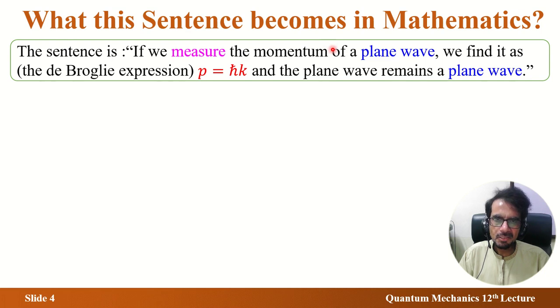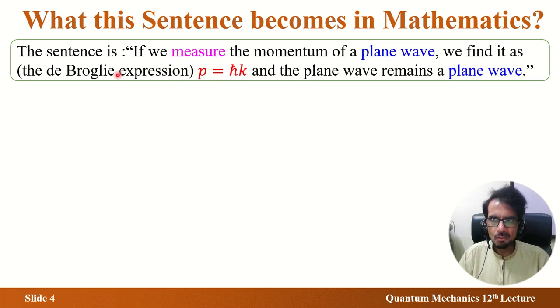So I write a sentence and you try to translate that to mathematics. The sentence is in English. The sentence is the following: if you measure the momentum of a plane wave, and for those of you who need, I revise the definition of a plane wave. A plane wave is a wave which has a fixed wavelength. It's the same everywhere it goes, it has the same wavelength, and same wavelength means same wave number.